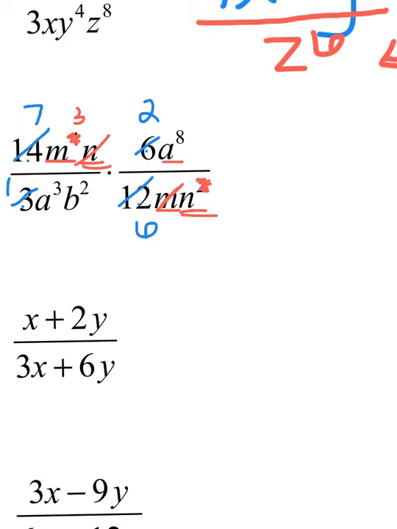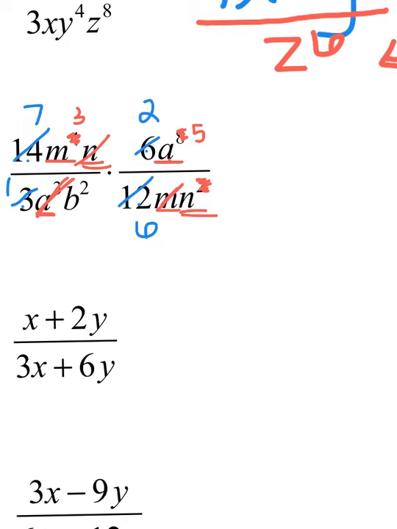A's, I have 8 A's here. I have 3 A's here. So I'm going to cancel these 3 with 3 from up top, and that a to the 8th is now an a to the 5th. And then my B I don't think can cancel with anything. Nope, I don't think so.